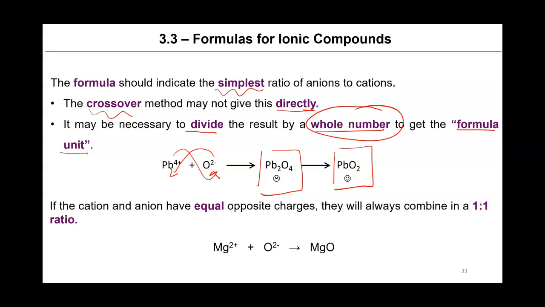Now, something that can also help shortcut things is to recognize that if our cation and anion have equal but opposite charges, then they'll always combine in a 1-to-1 ratio. So we can see that magnesium has a 2+ charge, oxygen has a 2- charge. So when they combine, they're going to come together 1-to-1. This saves the need of going through the crossover method and then reducing down. So equal and opposite charges, they always combine 1-to-1. If they don't have equal and opposite charges, use the crossover method, but double check to see if you need to simplify.